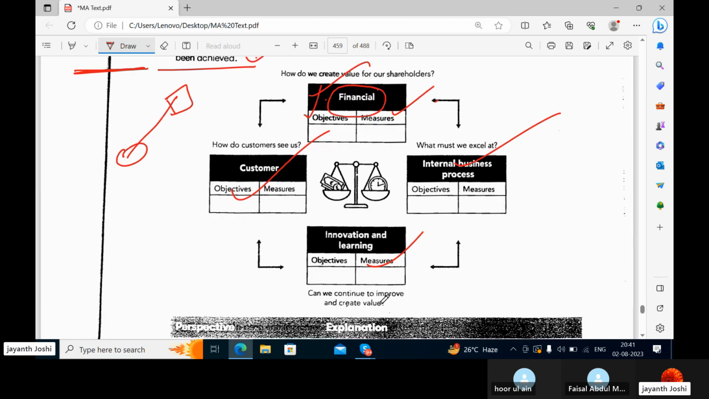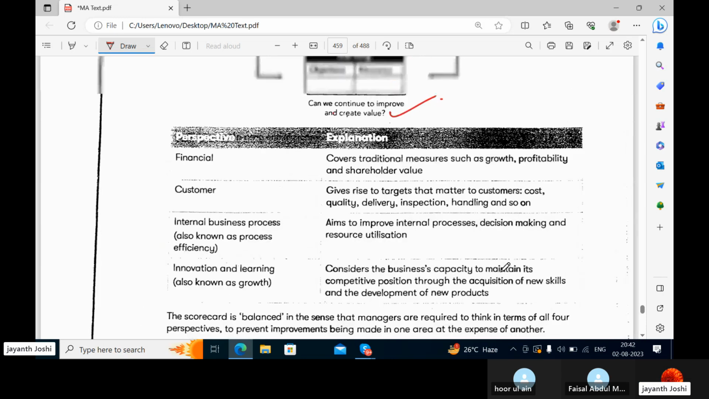Innovation and learning: can we continue to improve and create value? Yes, we have to be innovative. Otherwise, we will be out of the market. Customer: how do customers see us? So that is also about what objectives we have towards customer satisfaction and what measures we need to take. Now, the explanation part is here.